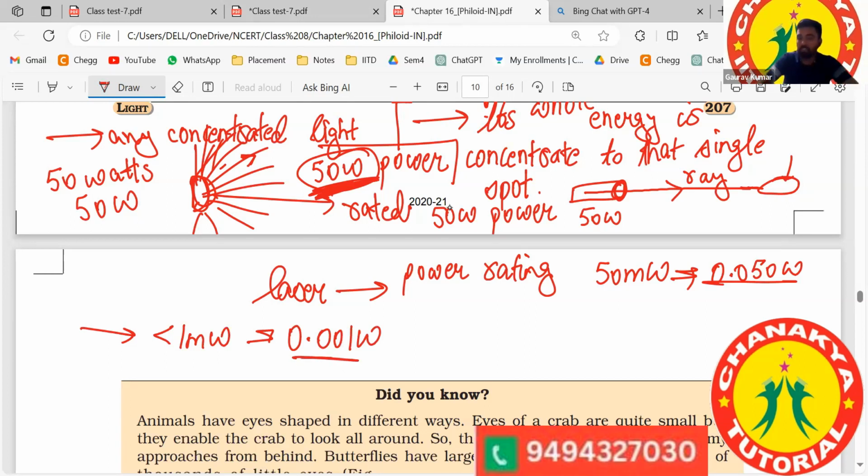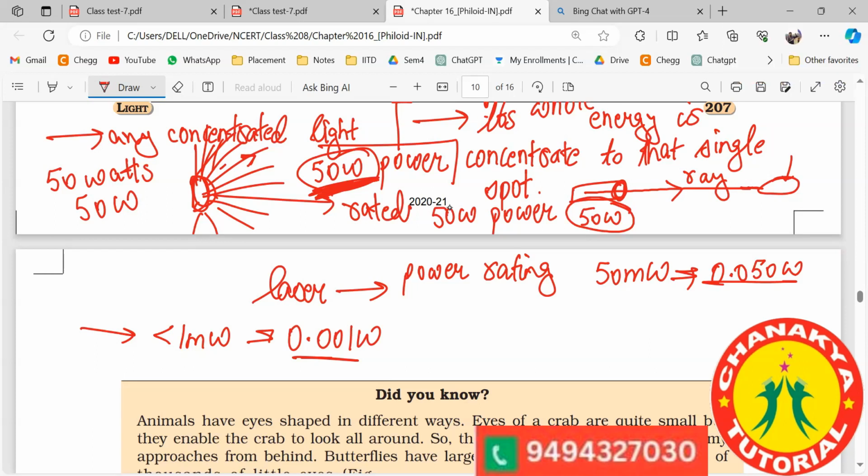So you imagine, if someone put a laser of 50 watt power into your eyes, it will get damaged. It will be wholly damaged, even with a single strike.